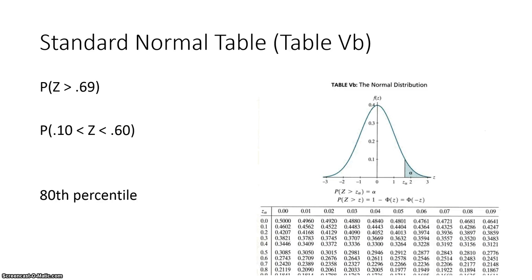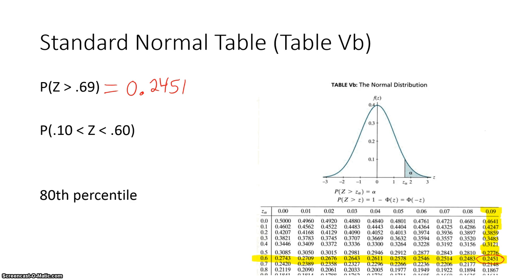The other standard normal table in Appendix B, Table 5B, instead of showing the area to the left of the cutoff value z, shows us the area to the right of the cutoff value z. So if we want to find the probability that our random variable z takes on a value greater than 0.69, we find the row corresponding to 0.6 and the column corresponding to 0.09. They intersect at the value 0.2451, so that is our answer.